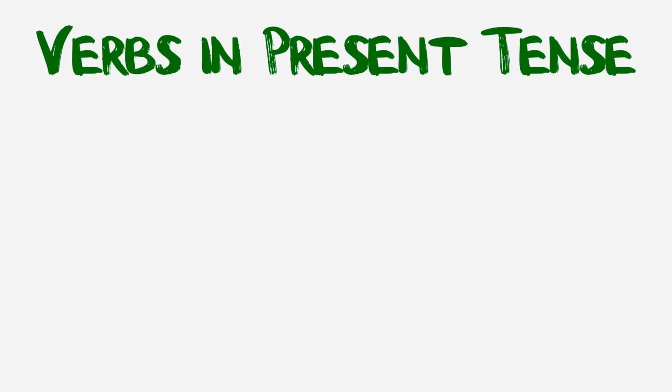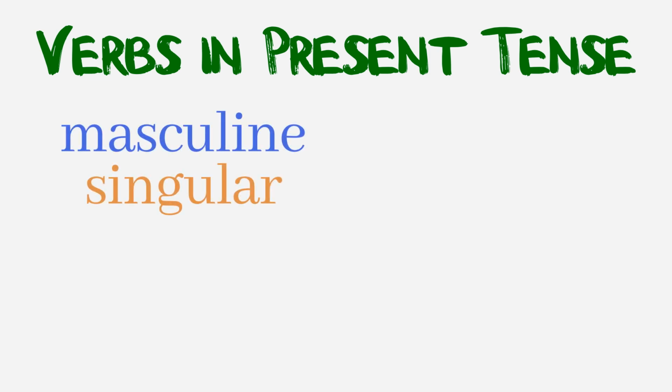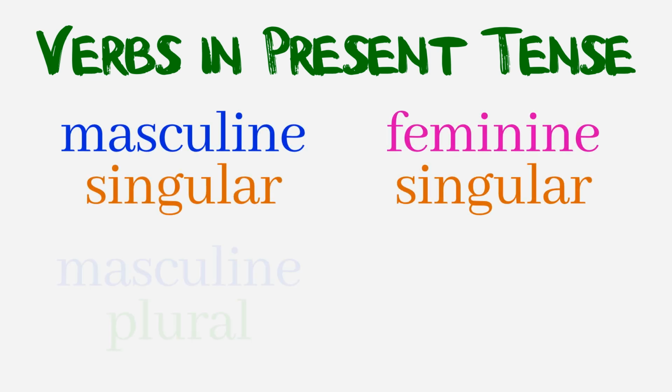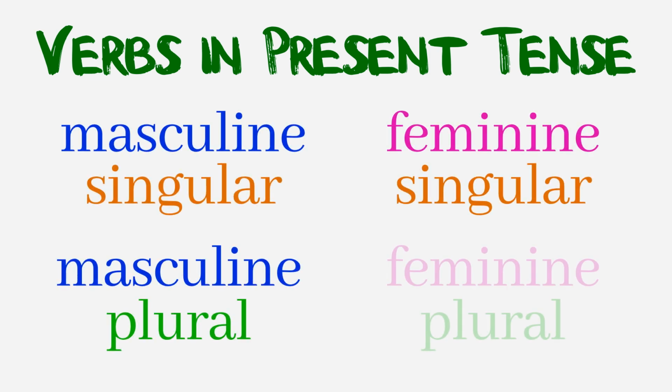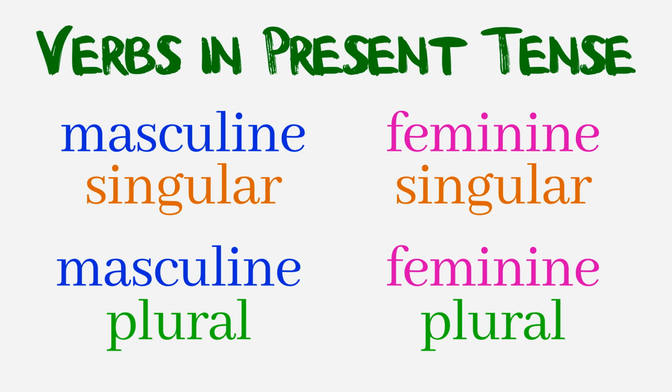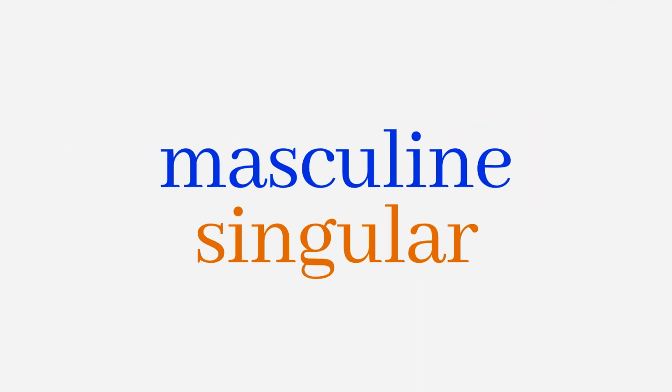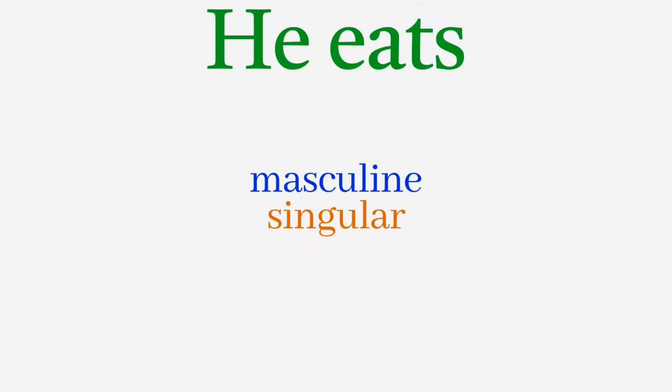Alright, in Hebrew, every verb has four different forms of its present tense. One masculine singular, one feminine singular, one masculine plural, and another feminine plural, just like adjectives. Also like adjectives, the masculine singular form of the present tense usually has no particular ending, while the other forms do. Let's start out with this masculine singular form, which we will need in order to translate the sentence, he eats.